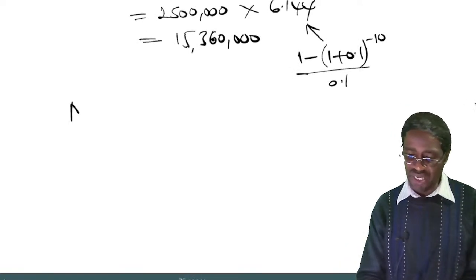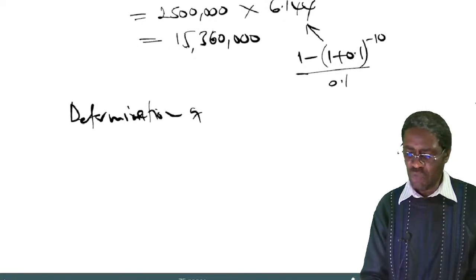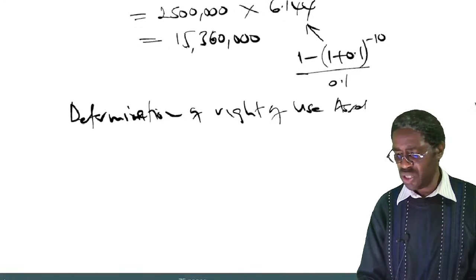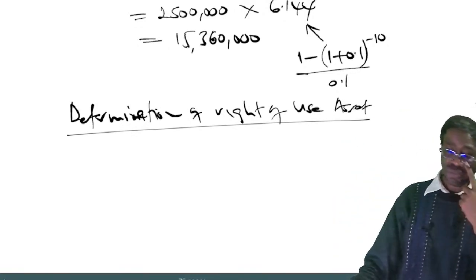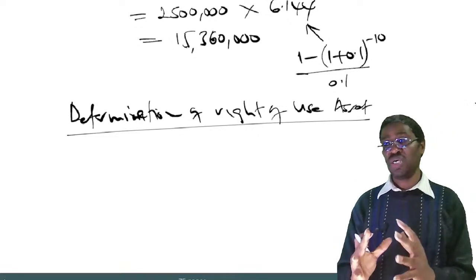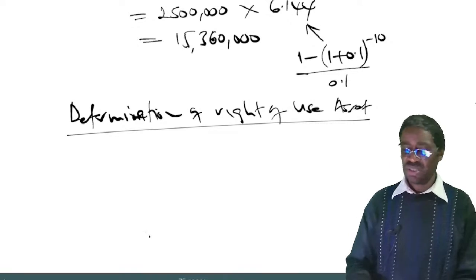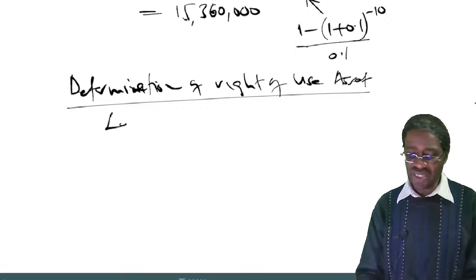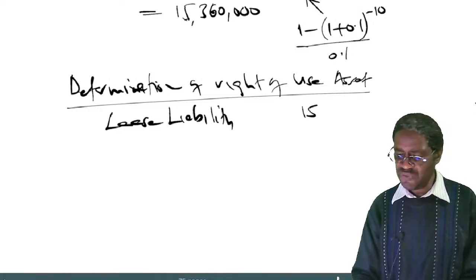So write there: determination of right of use asset. What did we say? What is it costing me in total? As a lessee, what is it costing me to go into this lease? All those 2.5 million payments that I'll be paying in the future have a lease liability of how much? We take the lease liability, which we have got as 15,360.